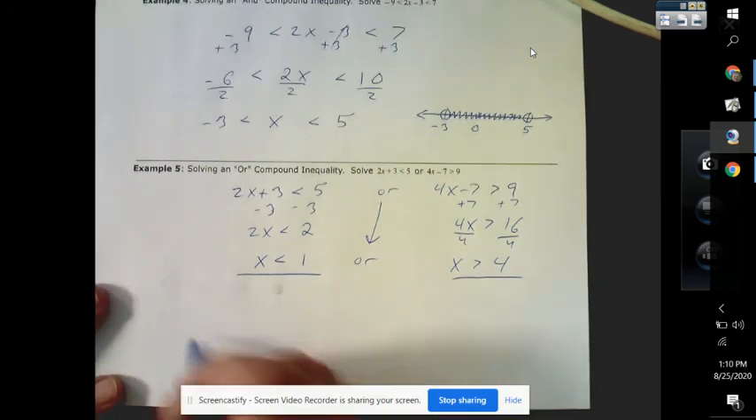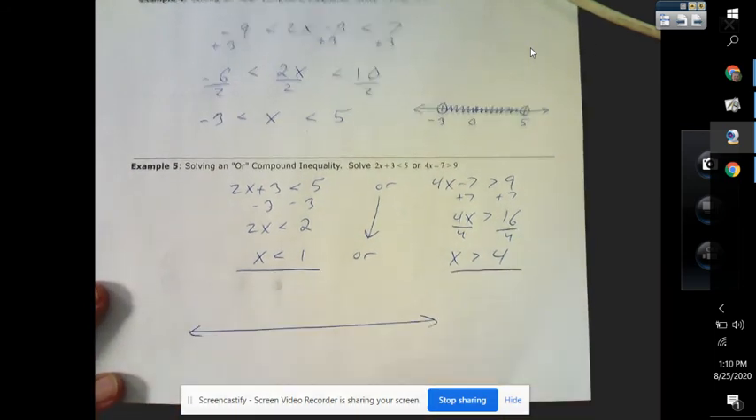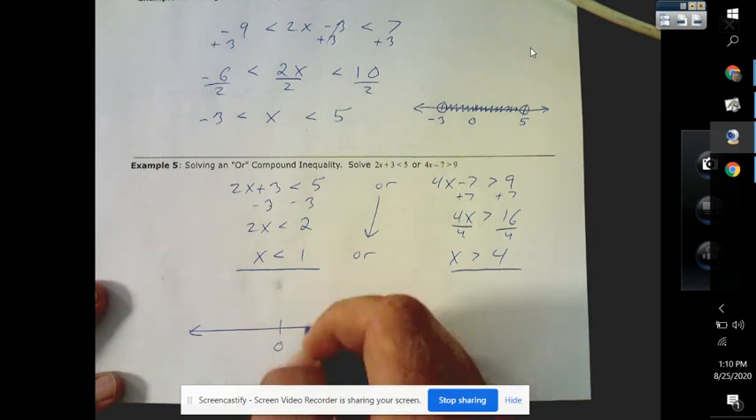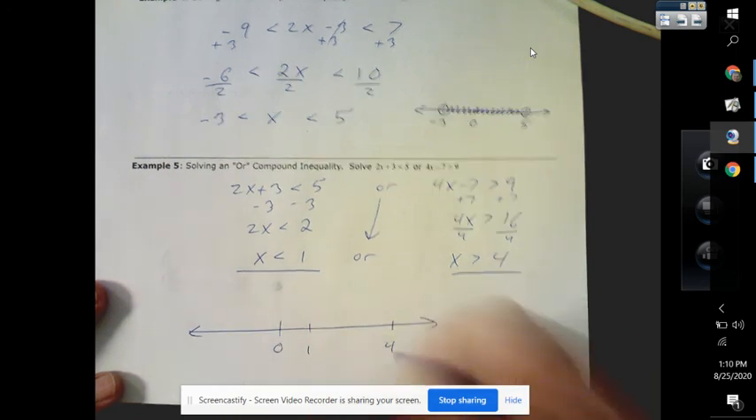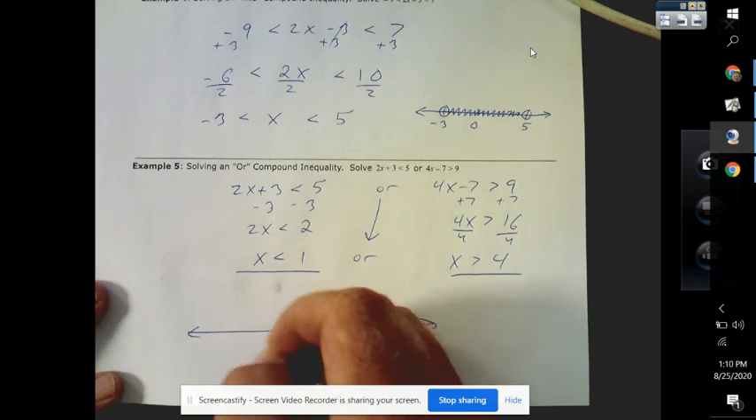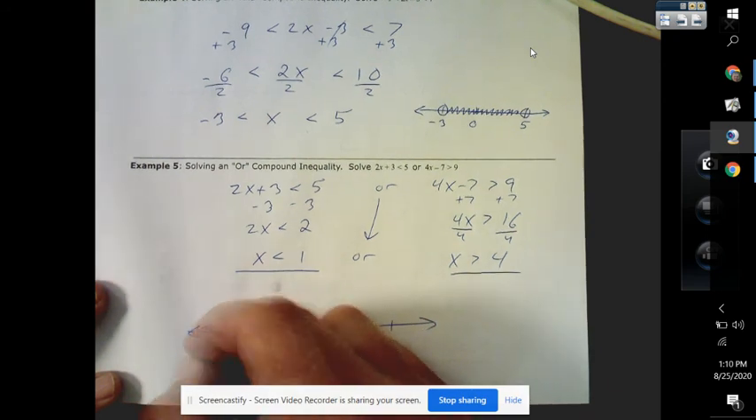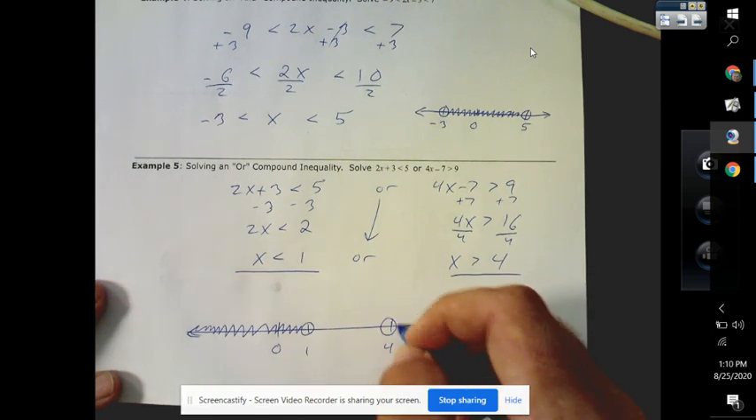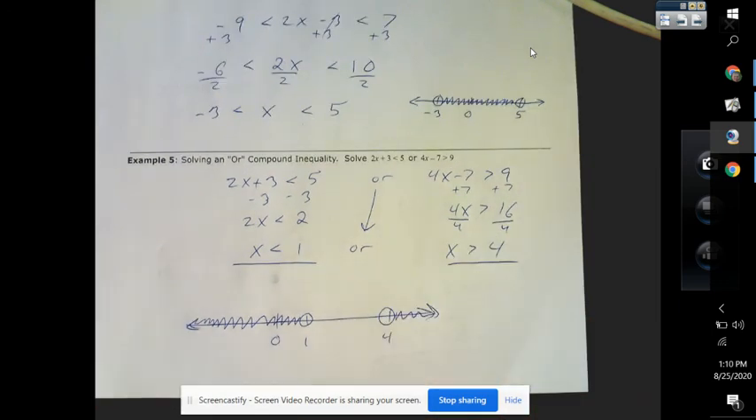So it's one or the other. You're going to notice that when we graph this one, there's my 0 for reference point, there's my 1, there's my 4, less than 1, open circle, to the left, greater than 4, open circle, to the right, and there you go. You're all good, okay? So that solves all of our compound inequalities.